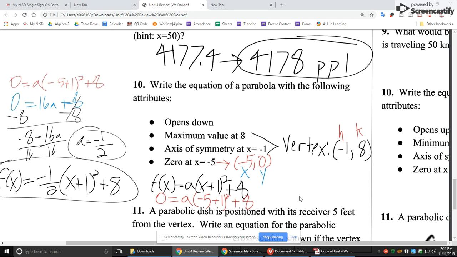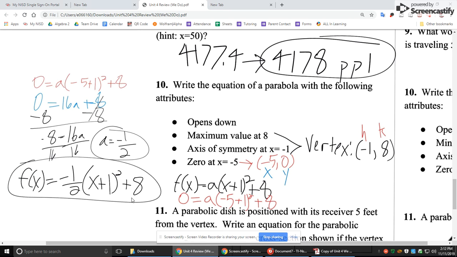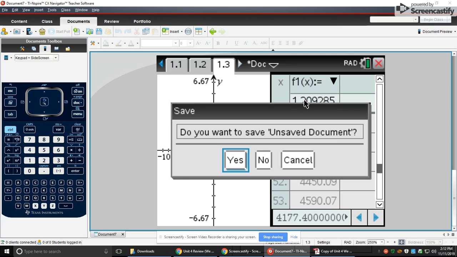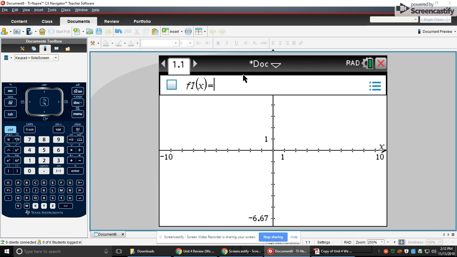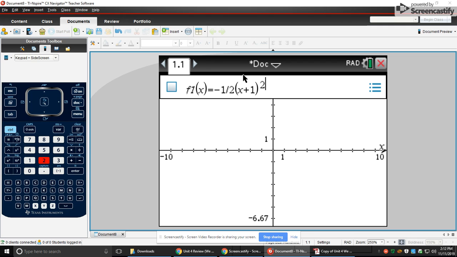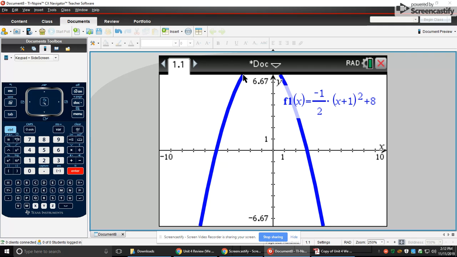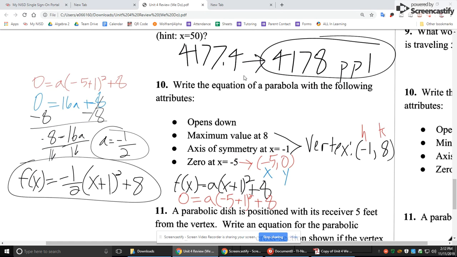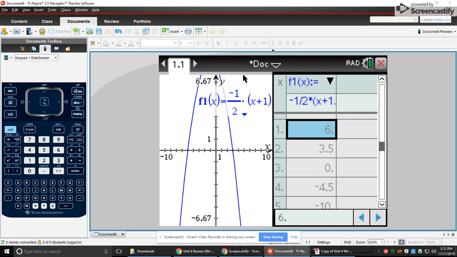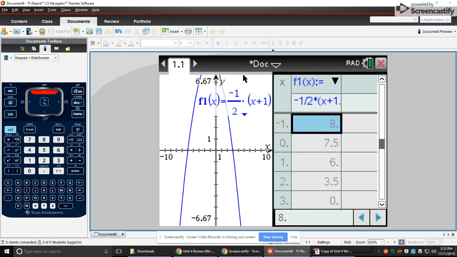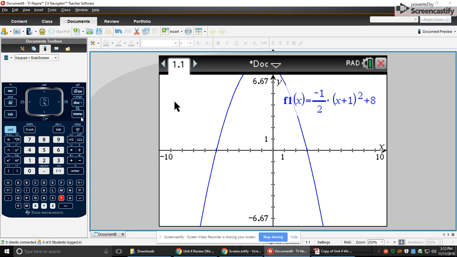How would I do this in the calculator? You can't do it in the calculator and it tells you your answer, but I can graph my answer. So I'll just do a new graph page real quick, and then negative 1/2 (x plus 1) squared plus 8, and then Control T. It opens down, yeah. The only thing Control T would help is the 0. Does it have a 0 at negative 5? Yeah. Other than that, you need to know your min-max value, that stuff.